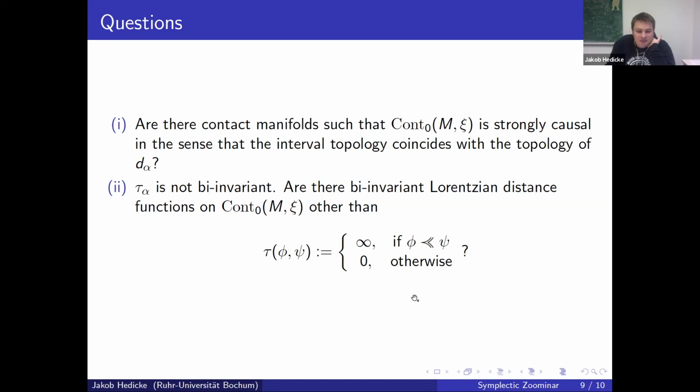But the question is, is there a Lorentzian analog of the statement that every bi-invariant metric on the group of contactomorphisms has to be discrete? Maybe I should also say, I think it does not really make sense to consider discrete Lorentzian distance functions, because, due to this reverse triangle inequality, all of them would look like this. They would be just infinity if phi is smaller than psi and zero otherwise.